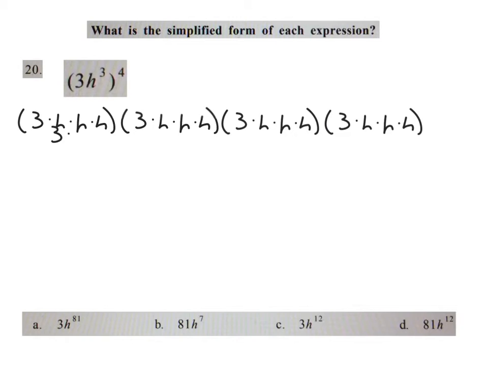3 times this 3, right? Times this 3 times this 3. And then all of these h's times these h's times these h's times these h's.